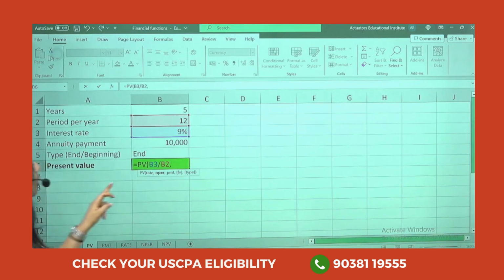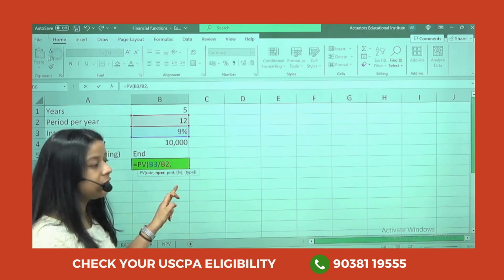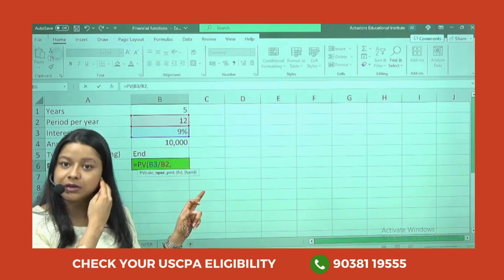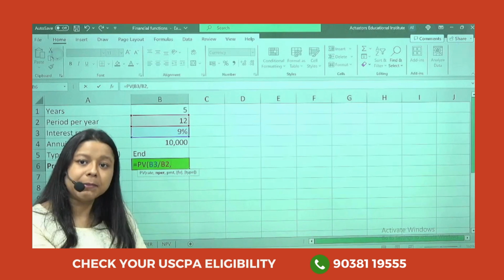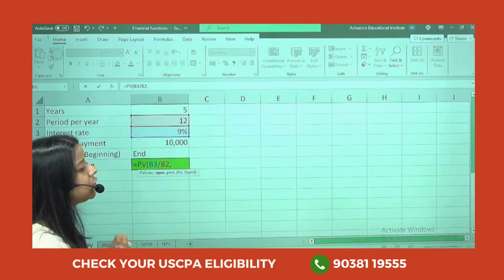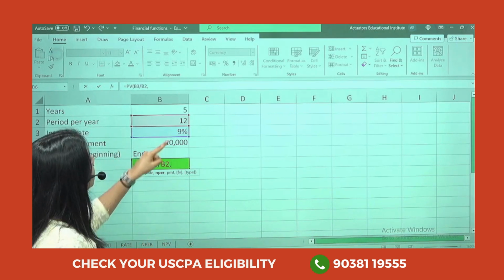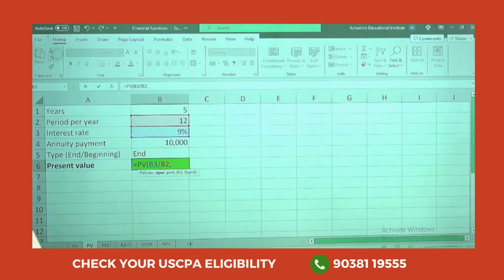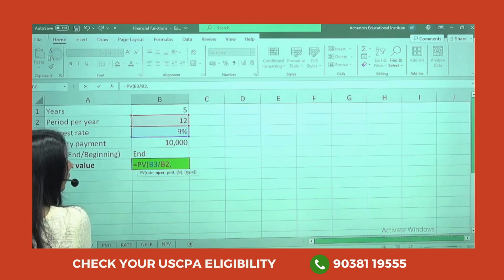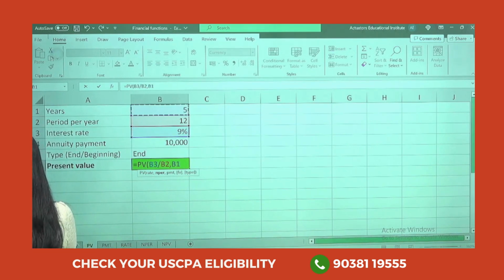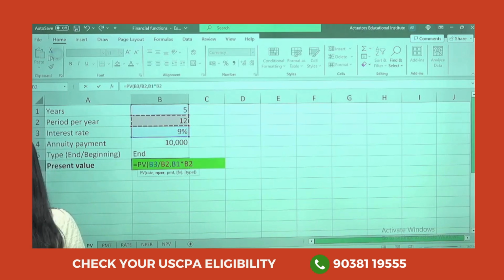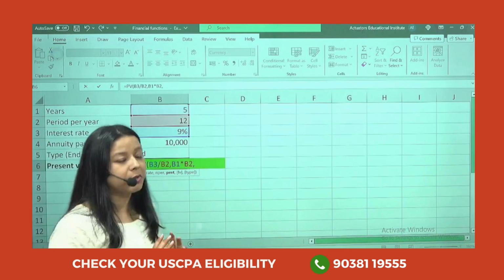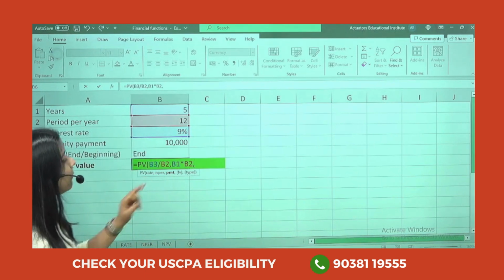After this we have number of periods. So what is the total number of periods for which you are making the payment or receiving the payment? Here we have assumed that we are making the payment. That will be 12 multiplied by 5. So that is nothing but number of years multiplied by the number of months, which is 60, which is the total number of periods.